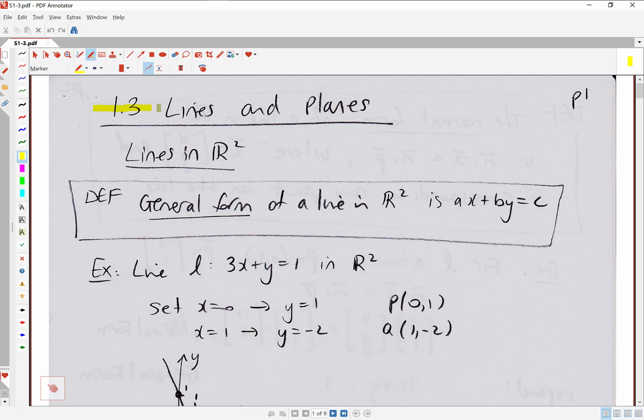In this video, we're going to be talking about lines and planes. And the first subtopic we're going to look at is the idea of lines in R2. So let's define the general form of a line in R2. And we'll say that is an equation that has the form ax plus by equals c.